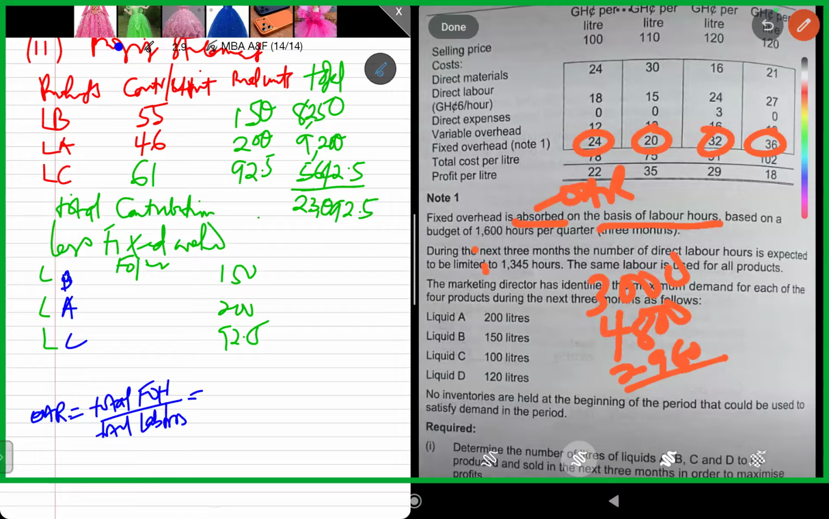Okay, so watch. Somebody would say that we should go by this method: since we have the fixed overhead per unit, why don't you multiply by the production units? That makes sense. However, the question says the fixed overhead is absorbed on the basis of labor hours, based on a budget of 1,600 hours. So although the data we are looking at now is the current cost and estimates, we are calculating for the next 3 months, not the current. And for materials and labor expenses, the question never gave any footnotes on them, apart from labor.